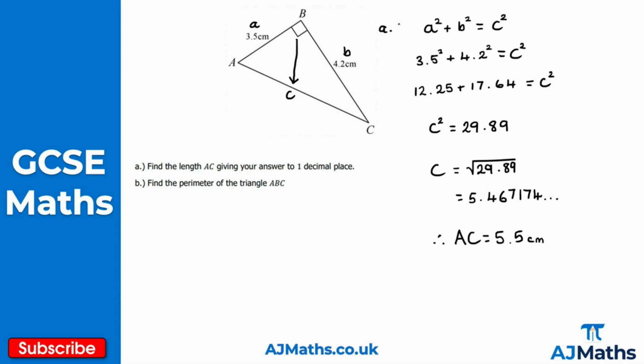So that's the solution to part A. Now we've got part B as a quick follow-on, which says find the perimeter of the triangle ABC. Remember, the perimeter of this triangle is just the lengths added together. Calling it P for the perimeter, that's 3.5 plus 4.2 plus 5.5 that we've just worked out. Putting this into the calculator, I get 13.2. Our lengths are all in centimeters, so the perimeter of the triangle ABC is 13.2 centimeters.